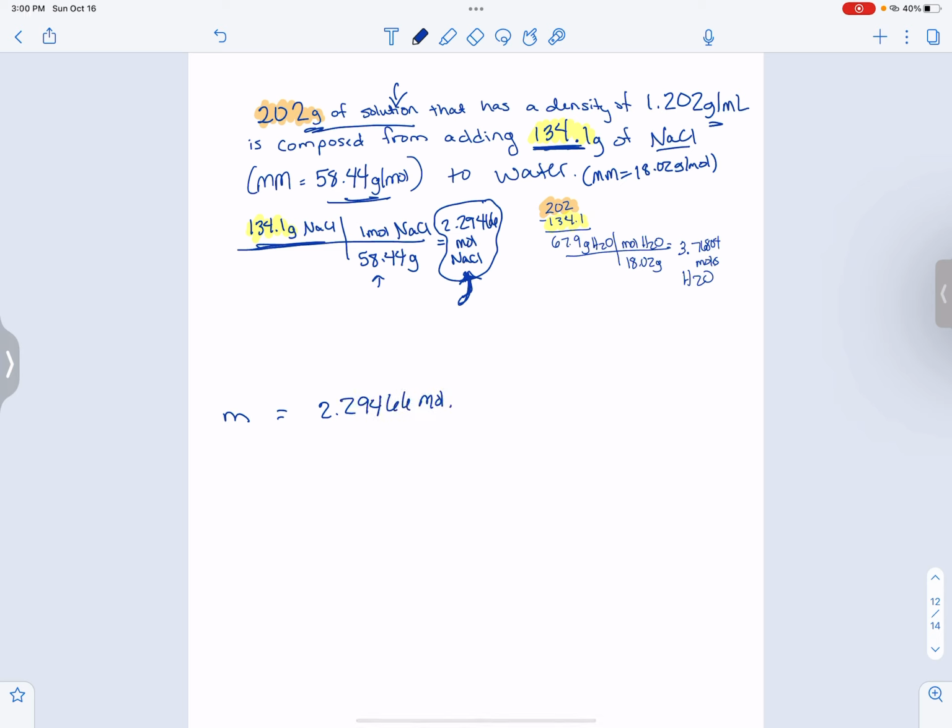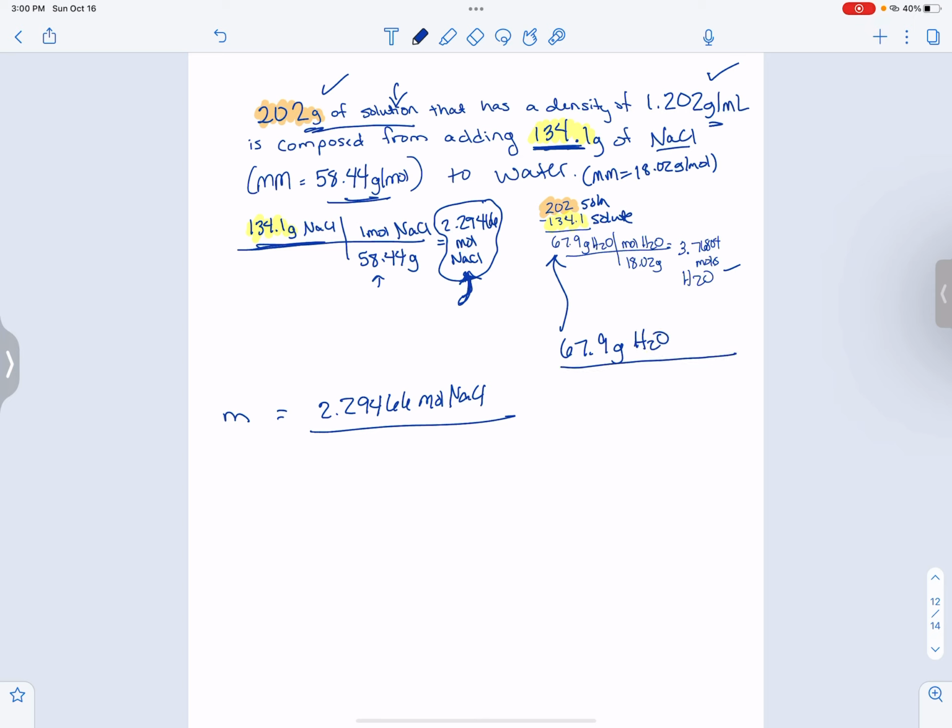2.9466 moles of NaCl. Now on the bottom, it needs to be kilograms of solvent. And right now I have a situation where I've got solution and solute stuff. And then over here I have moles of solute. The way I could get to kilograms of solvent fairly quickly is if I subtract my solute from my solution, and those are both masses. That's going to give me that 67.9 grams of water.